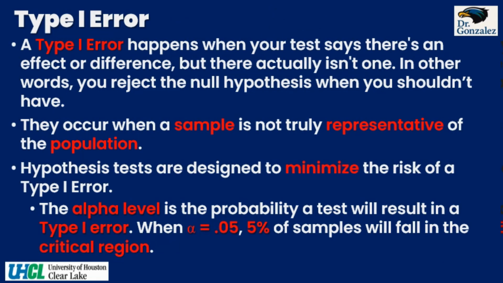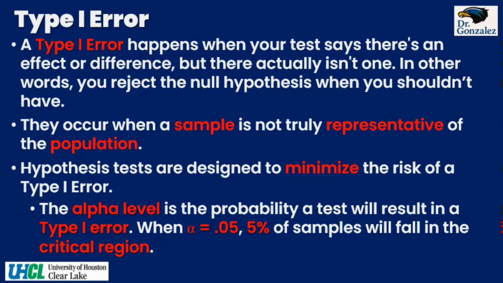All right, so one of the problems that we run into when it comes to hypothesis testing are the two types of error that we're going to talk about. The first type of error is called type 1 error. Type 1 error happens when your test says there's an effect, but there really isn't one. In other words, you, the researcher, should not have rejected the null hypothesis, but you did. So you said there was an effect when there isn't an effect.